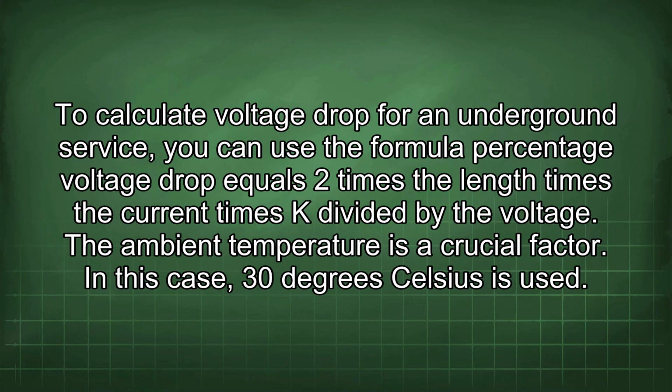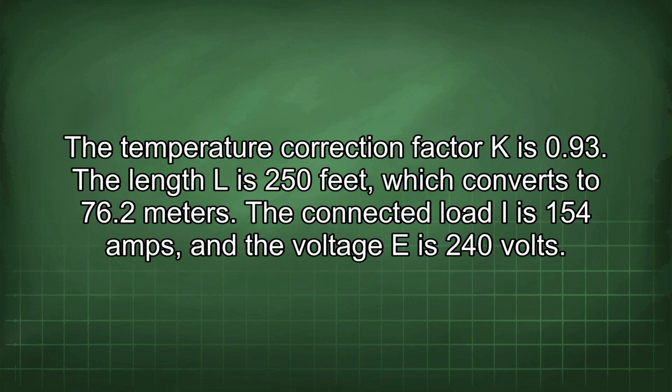To calculate voltage drop for an underground service, you can use the formula percentage voltage drop equals 2 times the length times the current times K divided by the voltage. The ambient temperature is a crucial factor. In this case, 30 degrees Celsius is used. The temperature correction factor K is 0.93.